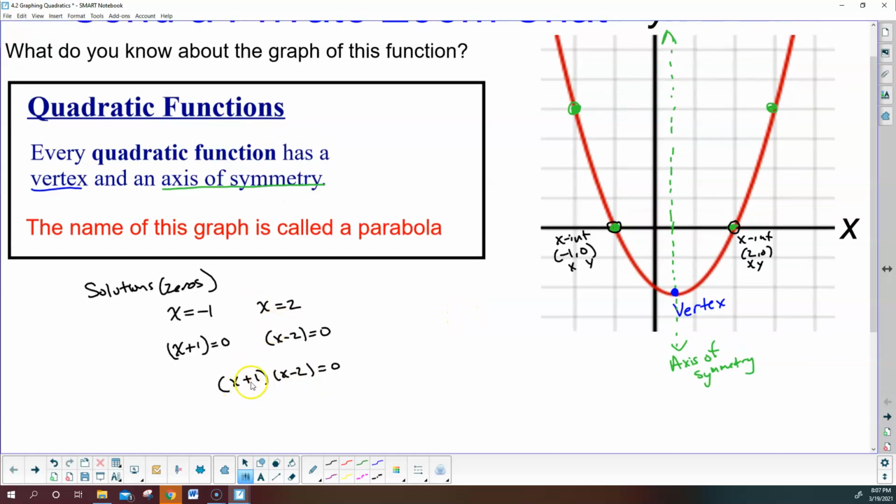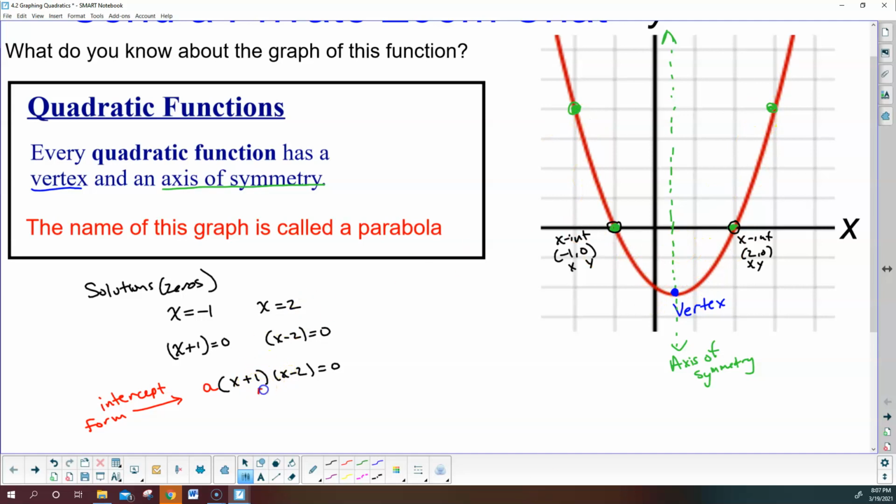And notice this is starting to look like the factored form. We have a binomial times a binomial. If I distributed all of this, the only thing that would make it different is that there's some multiplier, an a value, here that we don't know until we use another point to find it. But I just wanted you to take a look at this form right here. And this is called the intercept form of the quadratic function. That's one of the ways that we're going to look at graphing.